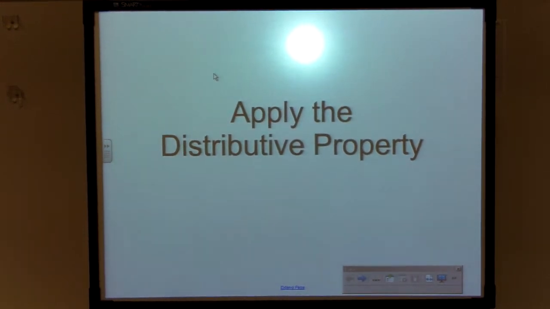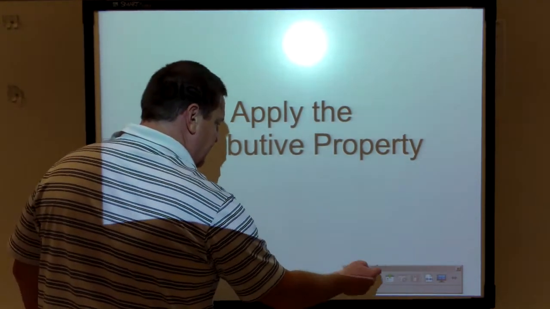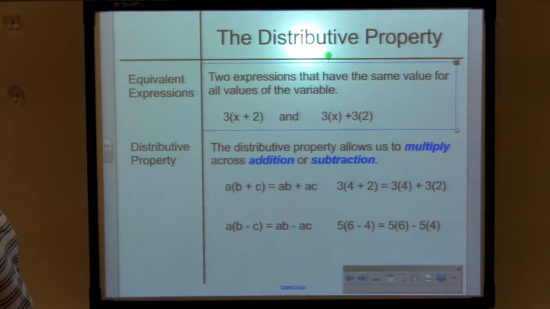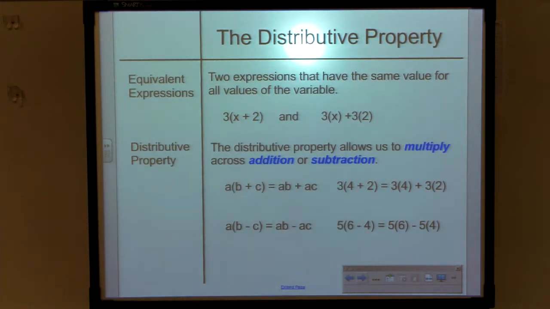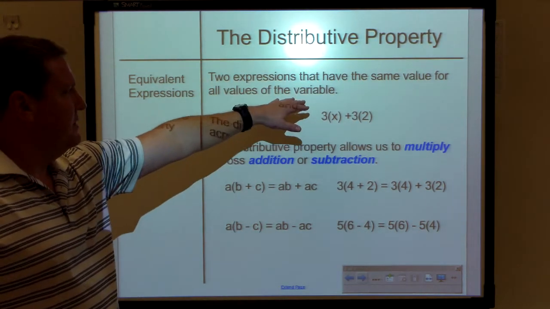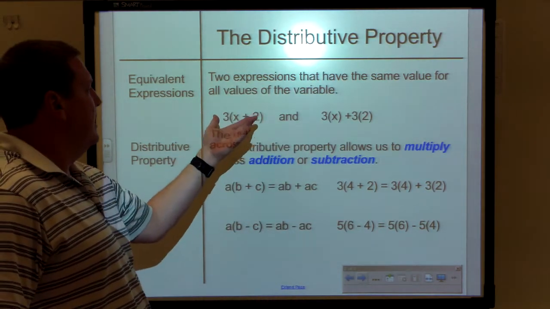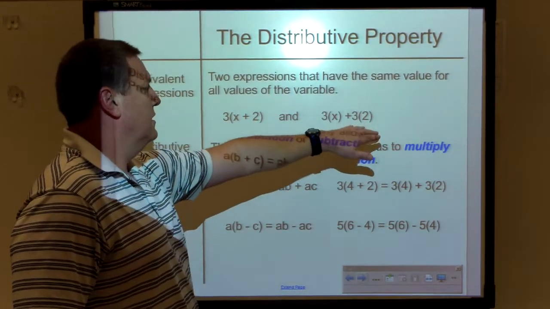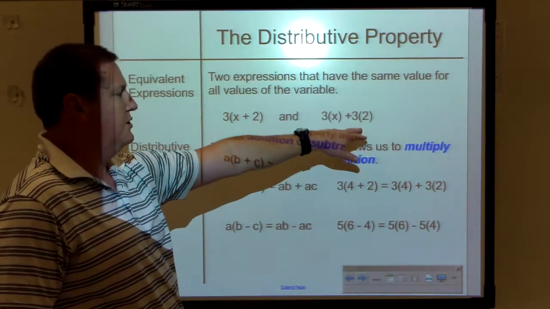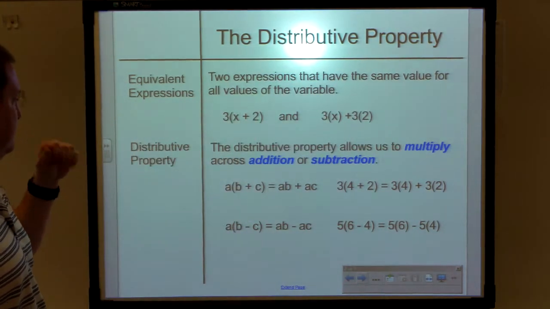All right, for this video, we're going to show you how to apply the distributive property. A couple things you want to know first are what are equivalent expressions. There are two expressions that have the same value for all values of the variable. An example would be 3 times x plus 2 and 3x, or 3 times x plus 3 times 2. This expression and this expression are equivalent to each other.